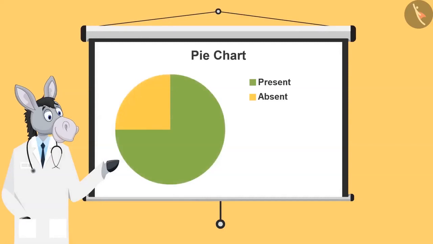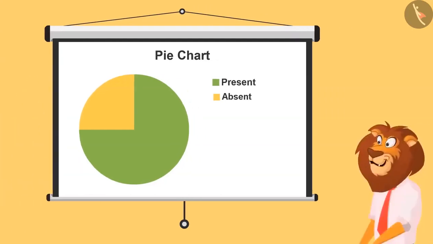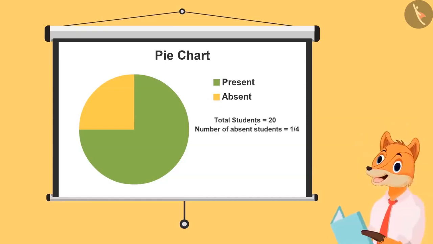This pie chart shows how many students came to class today. If total strength of the class is 20, then how many students are absent today? These are the present kids and these are the absent kids. Here we'll find out 1/4 of 20 because absent kids are 1/4 of the total chart. So 1/4 of 20 will be half of 20 is 10 and half of 10 is 5. So total 5 students are absent today.